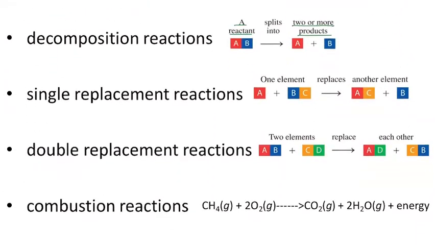Then we have single replacement reactions. In a single replacement reaction, we're going to have one element replace another element in a compound. So as you can see here, let's say that there's substance A that is interacting with substance B and C. You can see that A took the place of B and it replaced B from the original compound.